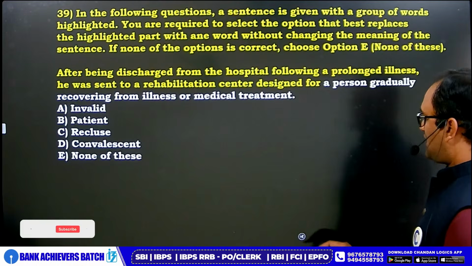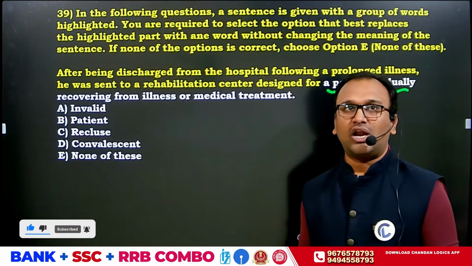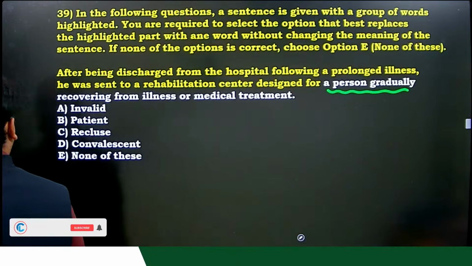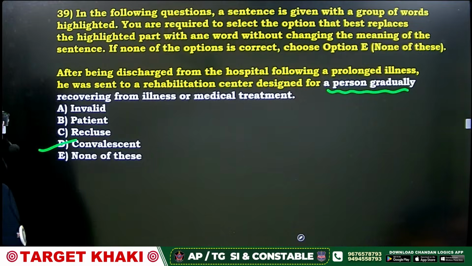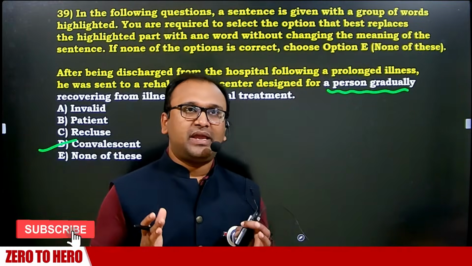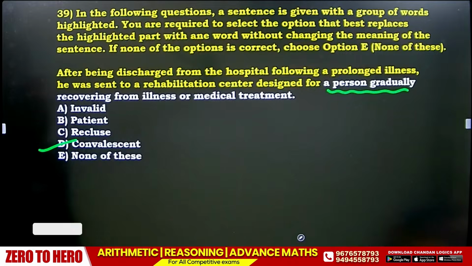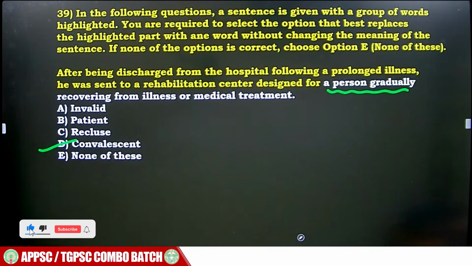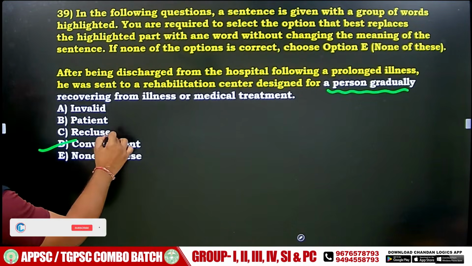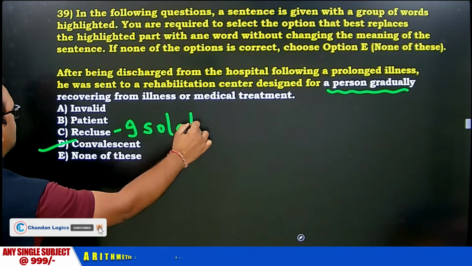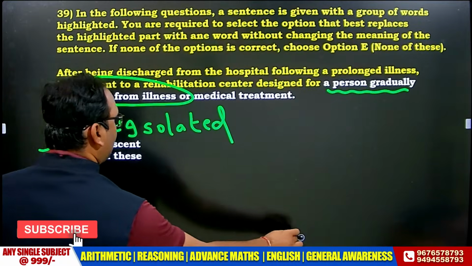Question number 39 has a very beautiful vocabulary. What do you call people who are recovering from illness? Convalescent. Convalescence is a very nice word. Convalescent means people who have some health problem but are now slowly recovering. Everybody knows invalid, which is not valid. Patient, everybody knows. Recluse is a person who lives separate, isolated from others. So someone who is recovering from a health problem is convalescent.